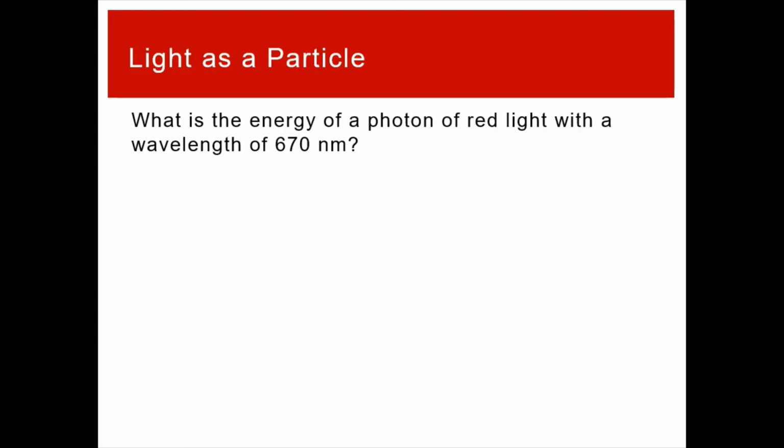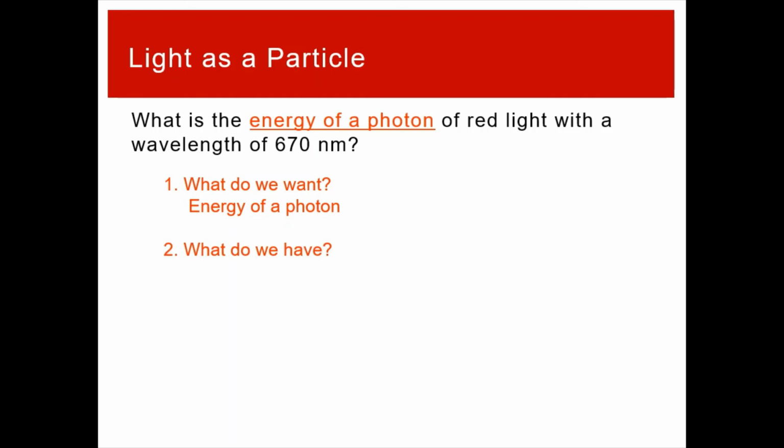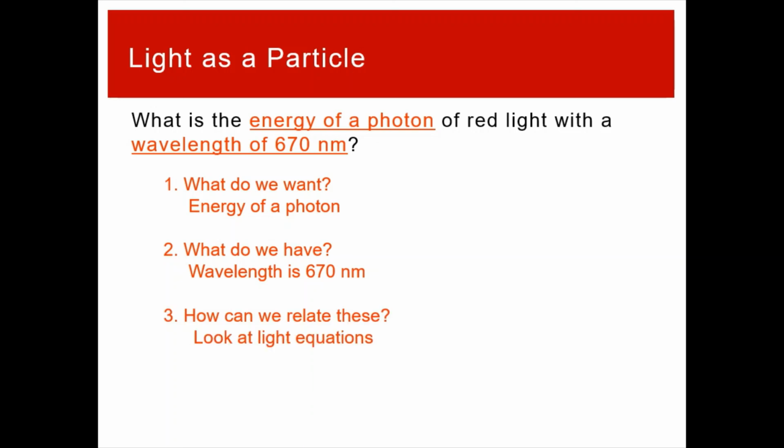Okay, let's look at an example. What's the energy of a photon of red light with a wavelength of 670 nanometers? I want the energy of a photon. What do we have? I've got the wavelength. So energy of a photon does have an equation. We saw previously we had our speed of light equation. Now we have our energy of a photon equation, which again has some variables that we want to be able to parse out, some constants, some different variable symbols. So let's see what that looks like.